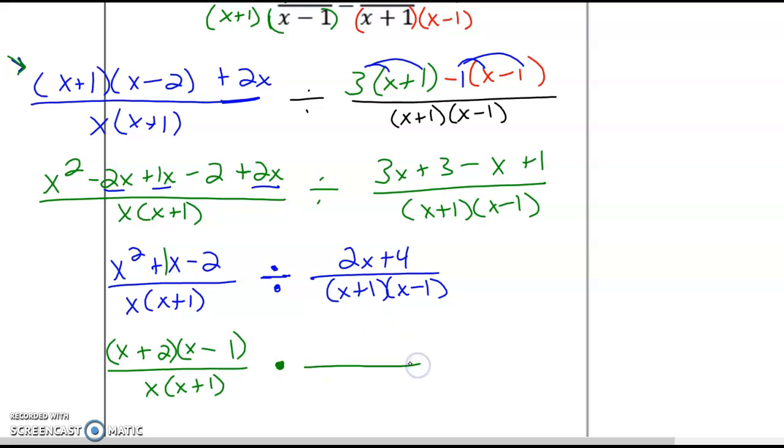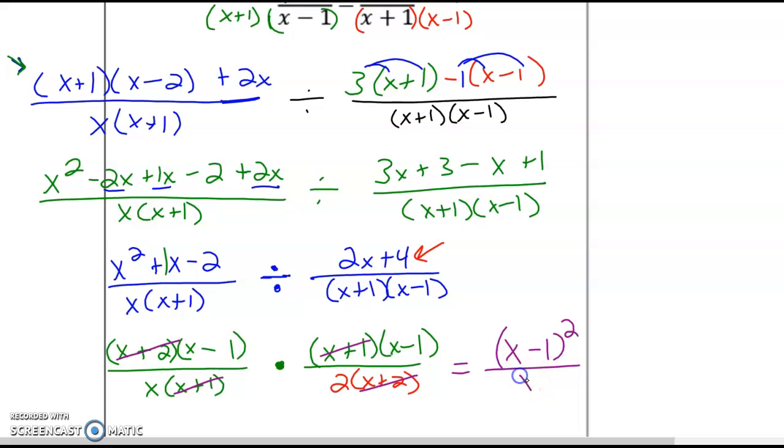Times, and then I'm going to go ahead and flip this one. So keep, change, flip. We're going to flip that second fraction. And then what can I factor out of the numerator, which is now the denominator since we flipped it? We can take a 2 out. All right, so now anything on the top row can simplify with anything on the bottom row now that everything is multiplication. So we have the x plus 1s. There's an x plus 2. And it looks like that's it. So we're left with x minus 1 squared all over 2x.